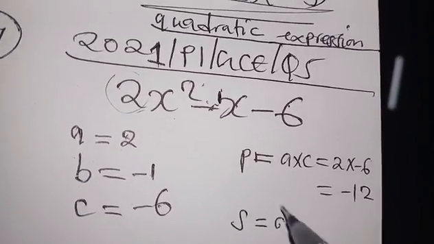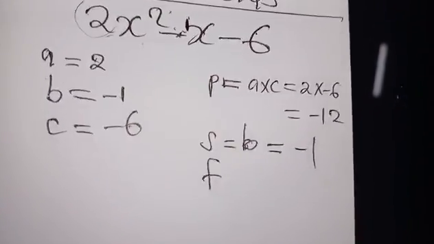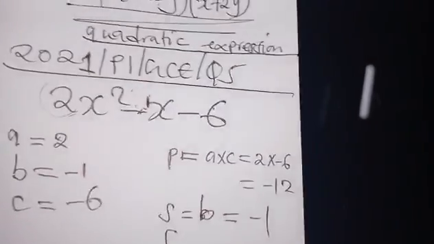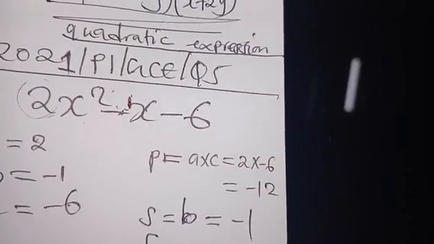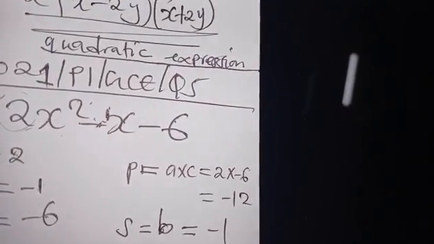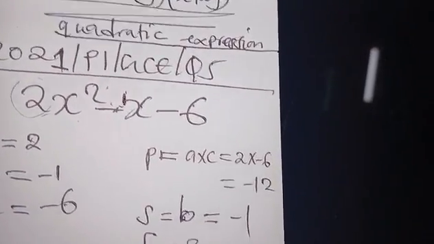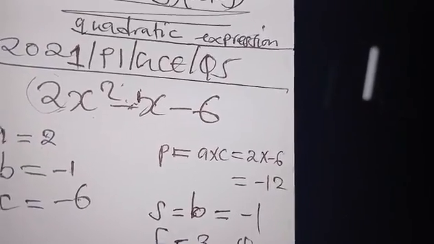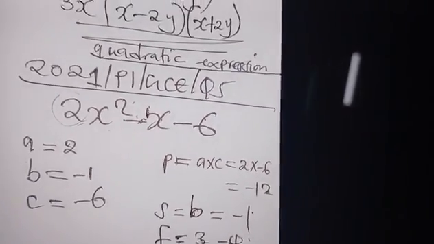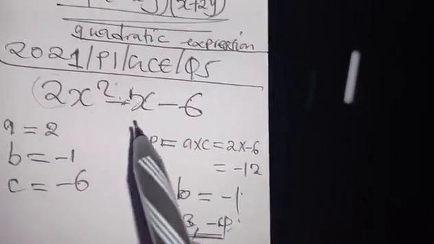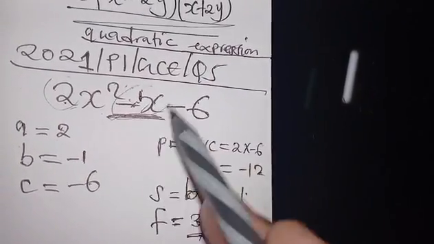Sum is equal to b. b is equal to negative 1. Factors. So among the factors of 12, you get 2 factors such that when you multiply them, they give you negative 12. When you add them, they give you negative 1. So I guess you'll go for 3 and negative 4, because when you say 3 times negative 4, the answer is negative 12. 3 plus negative 4, the answer is negative 1. So these 2 factors are going to occupy this position here. So you maintain this one and the other one. You only move this part.